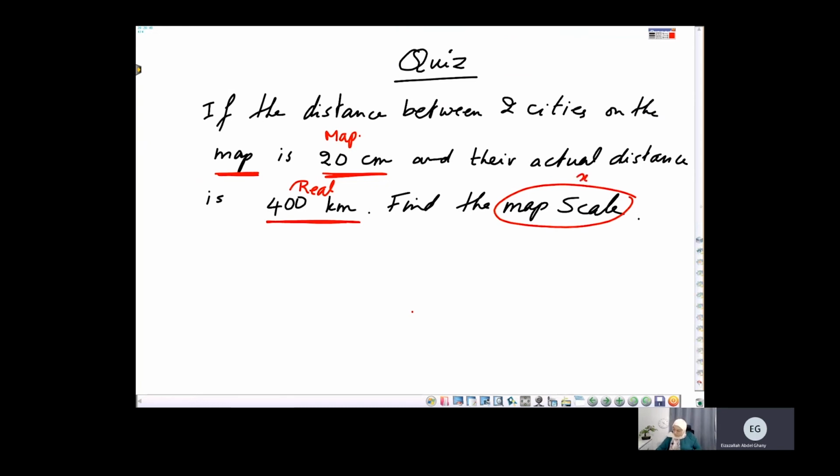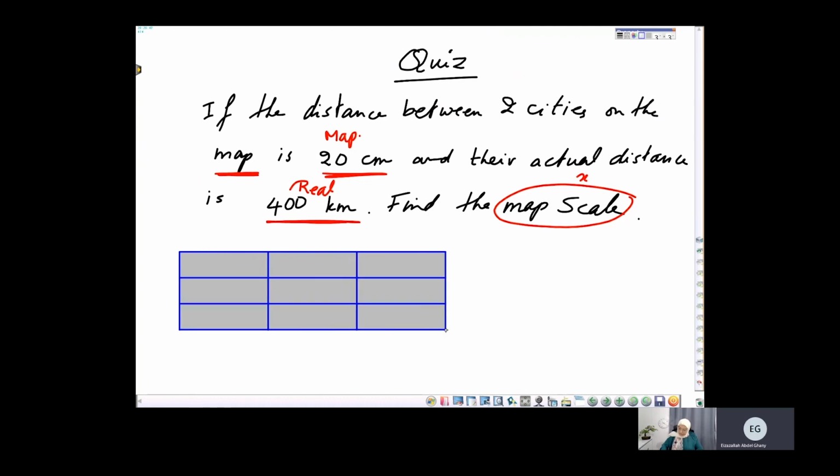Now let's do our famous table. Who remembers the table? Who remembers the song? Map. Is it the one with area? No, it is distance. It's not the one with area. Map, real, scale, centimeter. Now let's fill it in. As we said before, the input and output should be in centimeters.